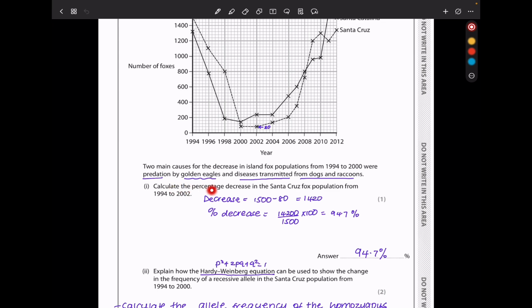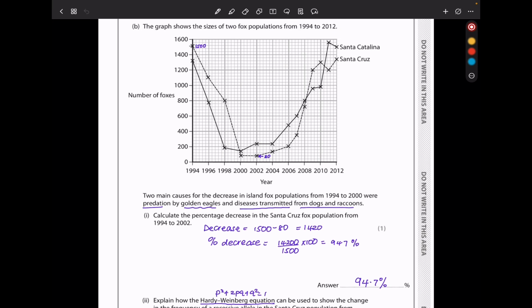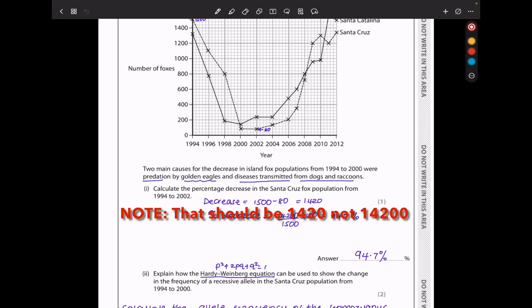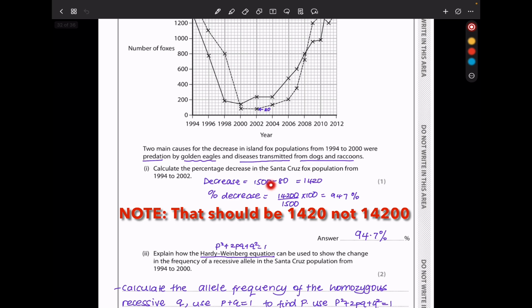They say calculate the percentage decrease in Santa Cruz fox population from 1994 to 2002. In 1994, we can see it's 1,500, and in 2002, it's 80. So my decrease was 1,500 minus 80, which is 1,420. So the percentage decrease is 1,420 divided by the original times 100, giving me 94.7%.